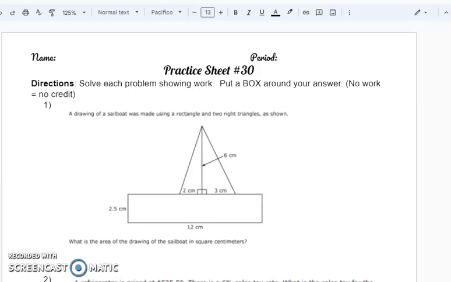Everyone, we are working on practice sheet 30, okay? So let's look at number 1. It says a drawing of a sailboat was made using a rectangle and 2 right triangles as shown. What I would do is instead of doing 2 right triangles, I would just say that we have 1 triangle, okay? You don't have to do this.